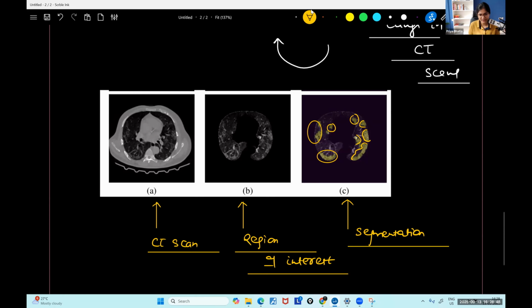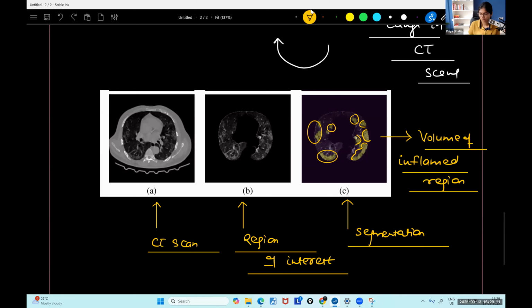And then we can simply apply a bit of maths to find out the volume of this inflamed or infectious region in the lung. If the volume is quite huge, it means the patient is serious because the infection is very huge. If the volume of this inflamed region is less, it means the infection is also very less. I hope you're getting my point, what I'm trying to convey over here. All good? Can we move ahead?